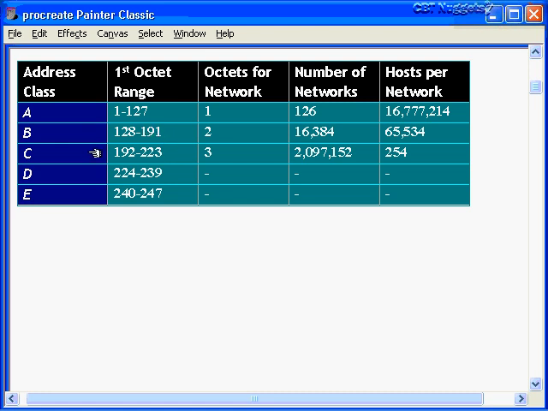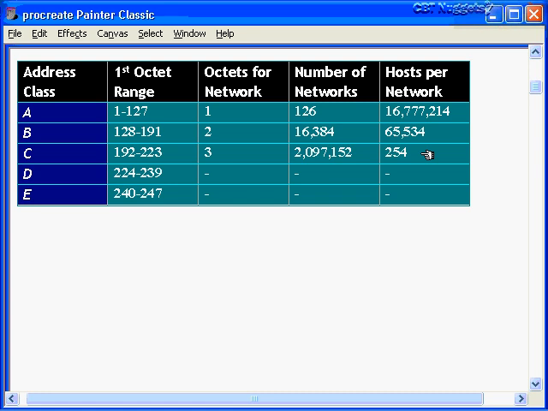Class C falls between 192 and 223 in the first octet, and it takes 3 octets to represent the network. If you're using 3 octets or 24 bits to represent a Class C network, that gives you a whole heck of a lot of networks. That's why the chances are, if you go to an ISP or a vendor, you're going to get a Class C, because there are so many of them. Over 2 million of them. But for each one of these Class C networks, you've only got 254 hosts per network.